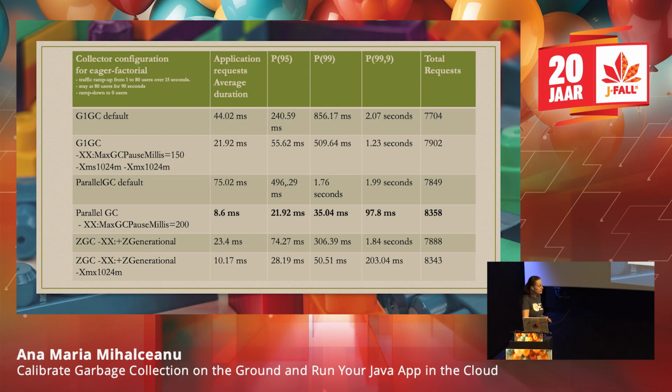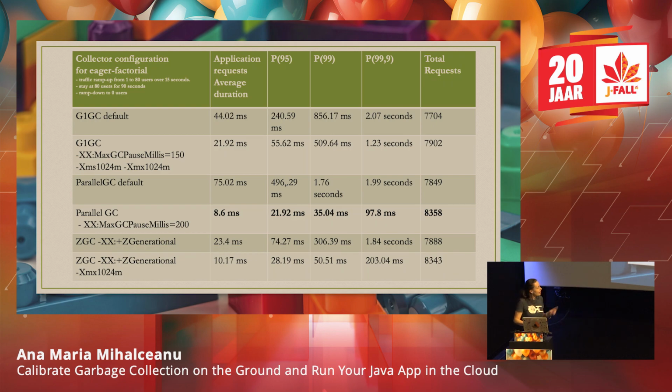For the eager factorial results, the one that's performing mathematical operations, I got the best performance with parallel, and of course fine-tuned parallel GC. So the best throughput, and looking at the latency value, parallel worked best. It's as the name says, the throughput collector, and it gave me great values.